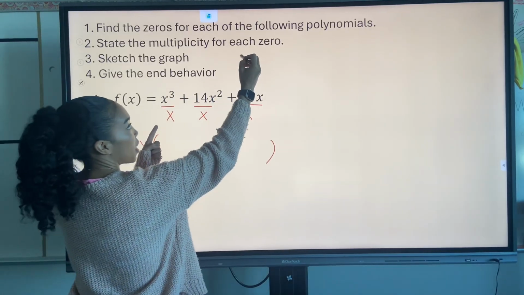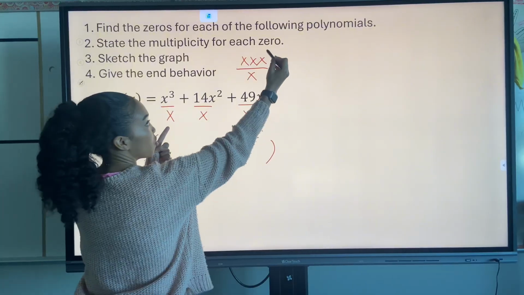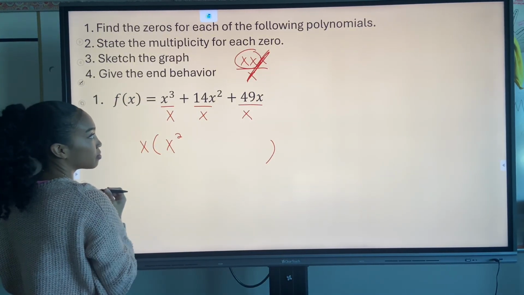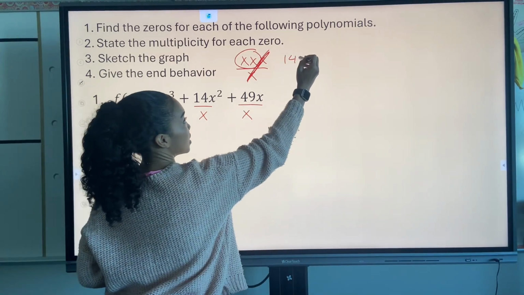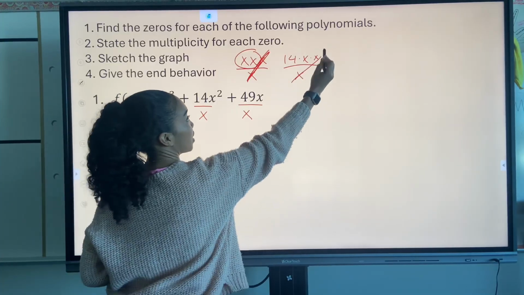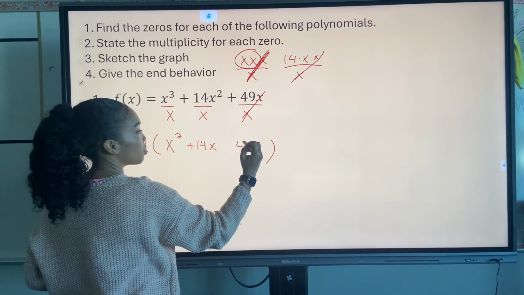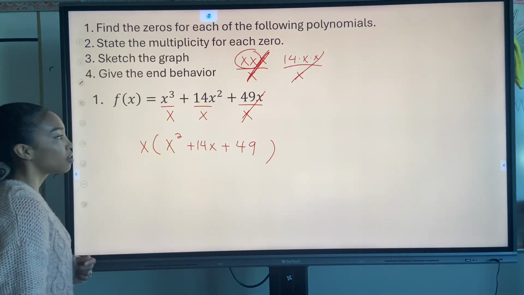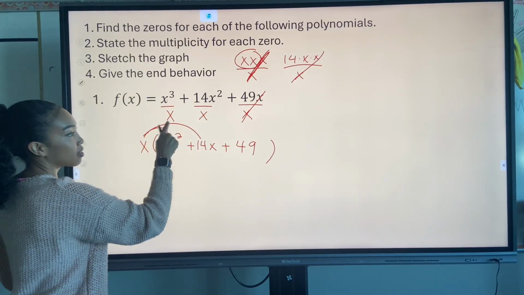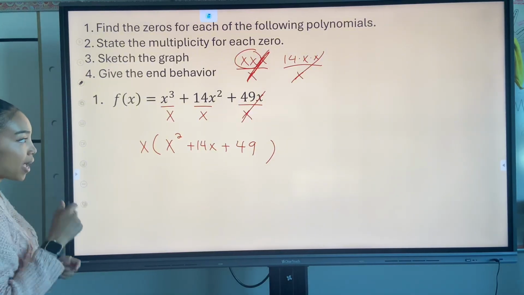X cubed means you have 3 x's being multiplied, divided by x. So those two cancel out and you're left with 2 x's. So that's x squared. This one, it's 14 times x because there's 2 x's, and then being divided by an x, you're left with 14x. These x's cancel, you're left with 49. You can always distribute this back in to get what you started out with, okay? So we're not changing the value, just the format.